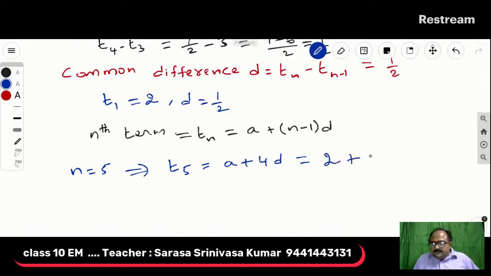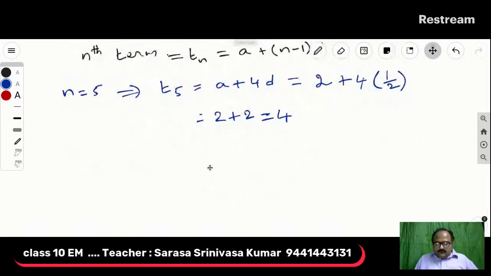Two plus 4 multiplied by d is 1 by 2. So we get 2 plus 2 equal to 4. Now we find T6.